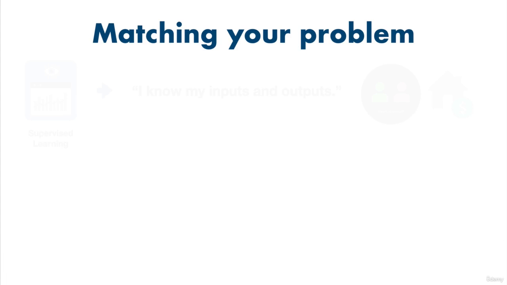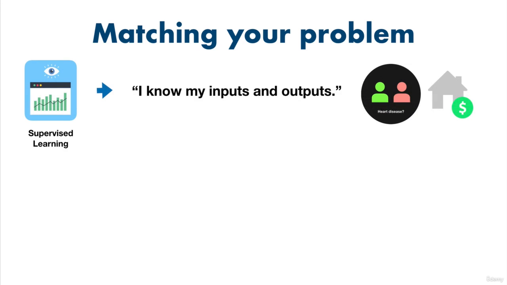Now you know the major types of learning, you've got the tools to tackle step 1 in the framework, problem definition, aligning the problem you're trying to solve to a machine learning problem. So for supervised learning, you might say, I know my inputs and outputs, such as I've got patient records, which could be the inputs, and the outputs are whether or not the patient has heart disease. Or your inputs could be the parameters of a house, the number of rooms, where it's located, how many bathrooms there are, and your outputs are how much the house costs. So that's a regression problem.